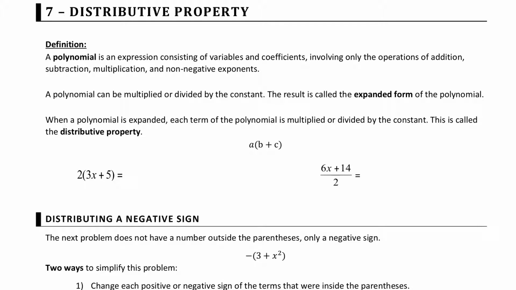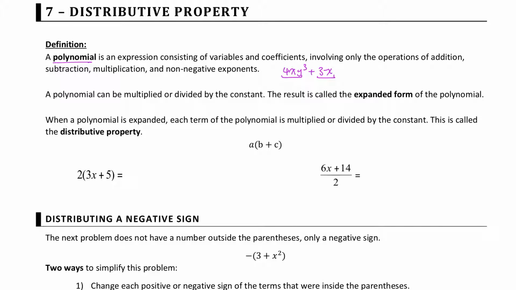As we have learned previously, a polynomial is an expression consisting of a variable and a coefficient, involving only the operations of addition, subtraction, multiplication, and non-negative exponents. So for example, 4xy cubed plus 3x is a polynomial with two terms. The two terms are separated by a plus sign over here. We call this a binomial because it has two terms, and two terms is associated with the word bi, therefore binomials.